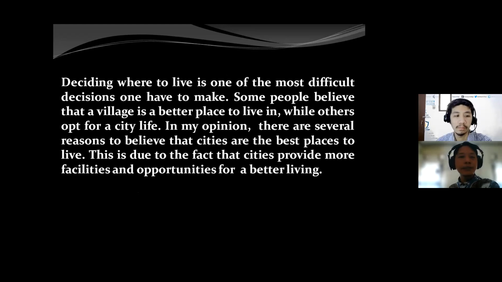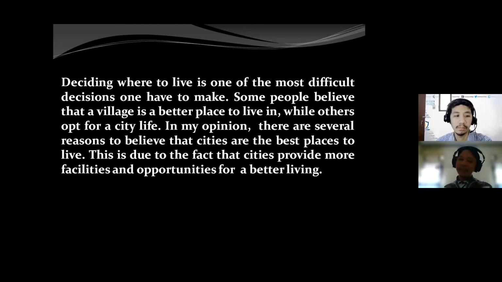Deciding where to live is one of the most difficult decisions one has to make. Some people believe that a village is a better place to live in, while others opt for a city life. In my opinion, there are several reasons to believe that cities are the best places to live. This is due to the fact that cities provide more facilities and opportunities for a better living.